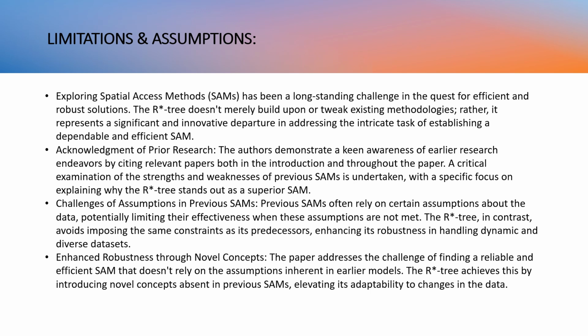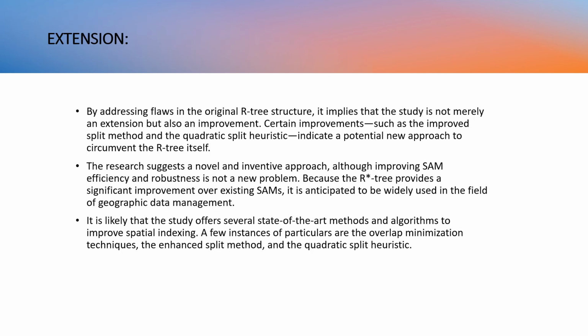The paper addresses the challenge of finding a reliable and efficient SAM that does not rely on the assumptions inherent in the earlier models. The R-star tree achieves this by introducing novel concepts absent in the previous spatial access methods, elevating its adaptability to changes in data. Extension. By addressing flaws in the original R-tree structure, this implies that the study is not merely an extension but also an improvement to certain problems.